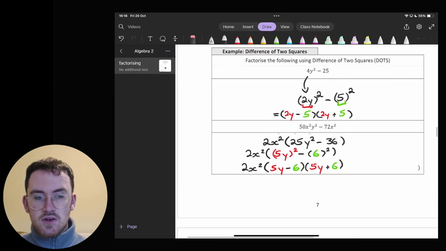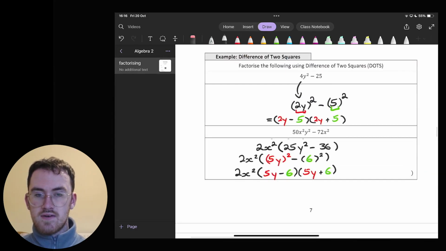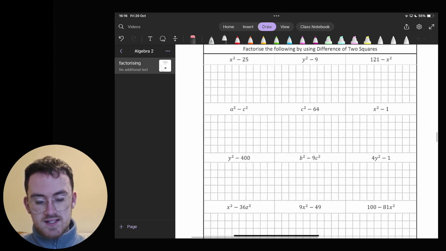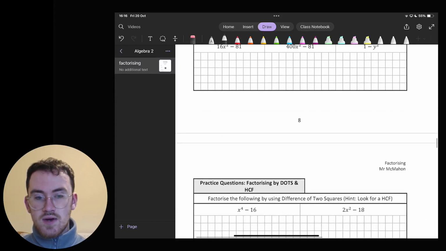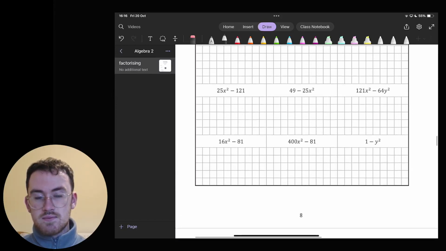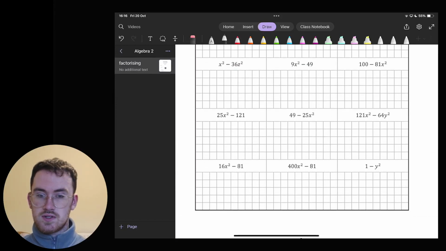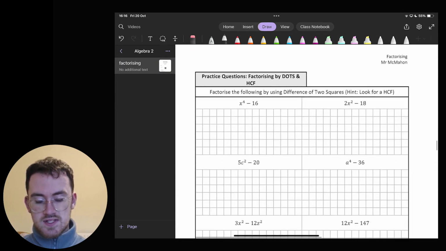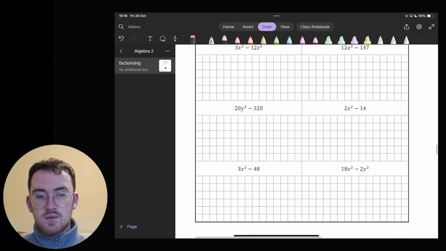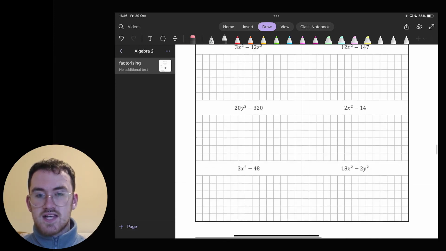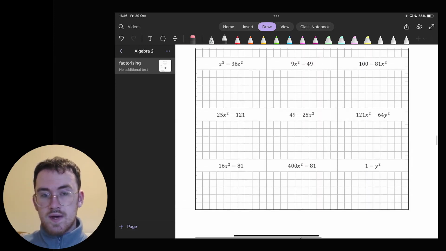So the key thing with all of these, I suppose, is the first step, rewriting them as something squared. That's really, really important. And you can see that here we've loads of examples for you to work on, and you can see that idea throughout those examples. I have some examples here that are straightforward, just doing difference of two squares, and then some questions that you're looking at where you will have to begin by taking out a highest common factor.